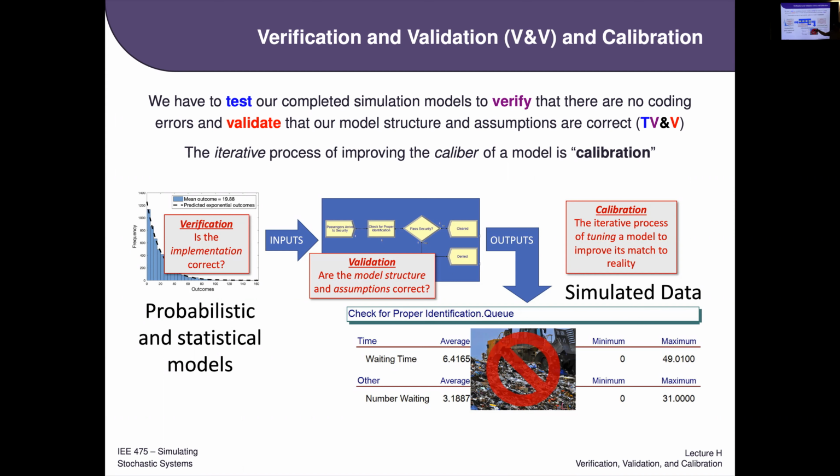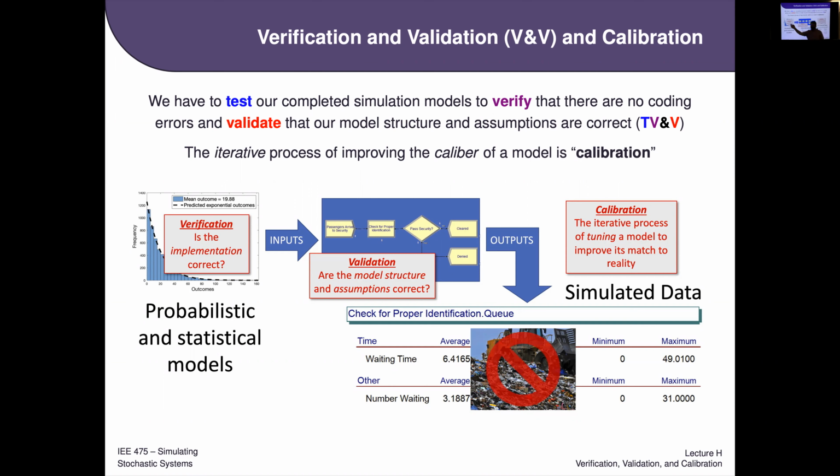Now, what you often find, well, you might find they're totally different, in which case you have to go back and make major changes to your model, or you might find that they're a little bit different and you have to kind of tune a few things so that the outputs match the outputs in the real world. That process is called calibration, which is improving the caliber of your model, calibration. So those three things kind of go together.